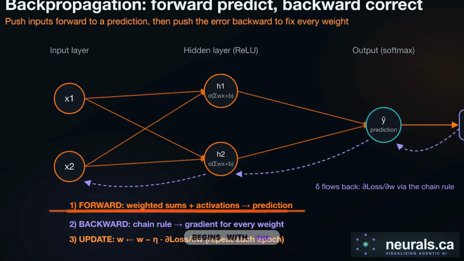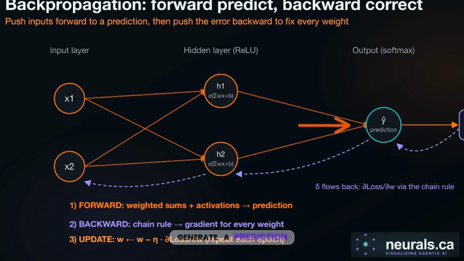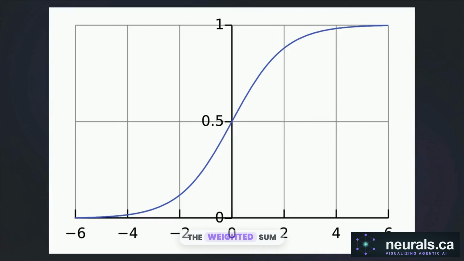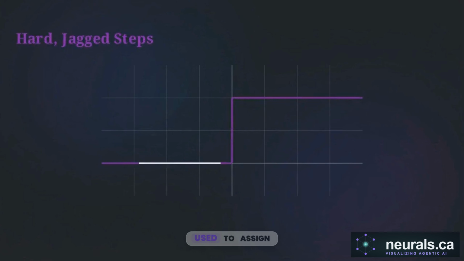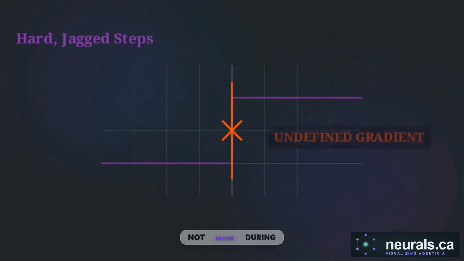This begins with the forward pass. Information moves from left to right as inputs are multiplied by weights and combined at each hidden node to generate a prediction. At every node, the weighted sum passes through an activation function, like the sigmoid curve shown here. This squashes the values and introduces the nonlinearity the network needs to learn. This curve must be smooth and continuous. If there are hard, jagged steps in the function, the calculus used to assign blame later will not work.